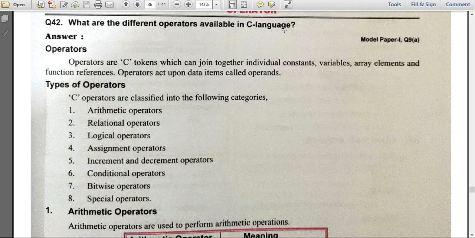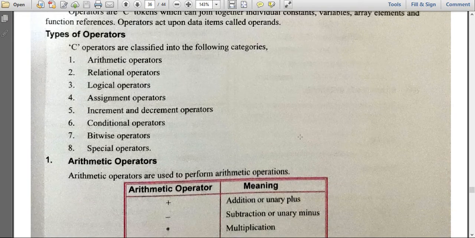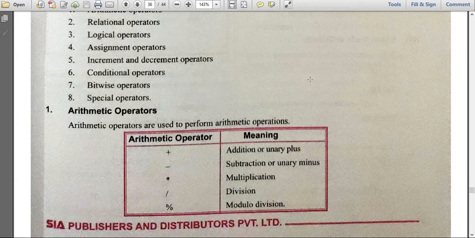First we'll discuss arithmetic operators. What arithmetic operations can be performed? Plus, minus, multiplication, division and modulo division. We have already discussed these five operators and written some programs on them. The plus operator is used for addition, minus for subtraction, asterisk for multiplication, slash for division and percent sign for modulo division. What is the difference between division and modulo division?